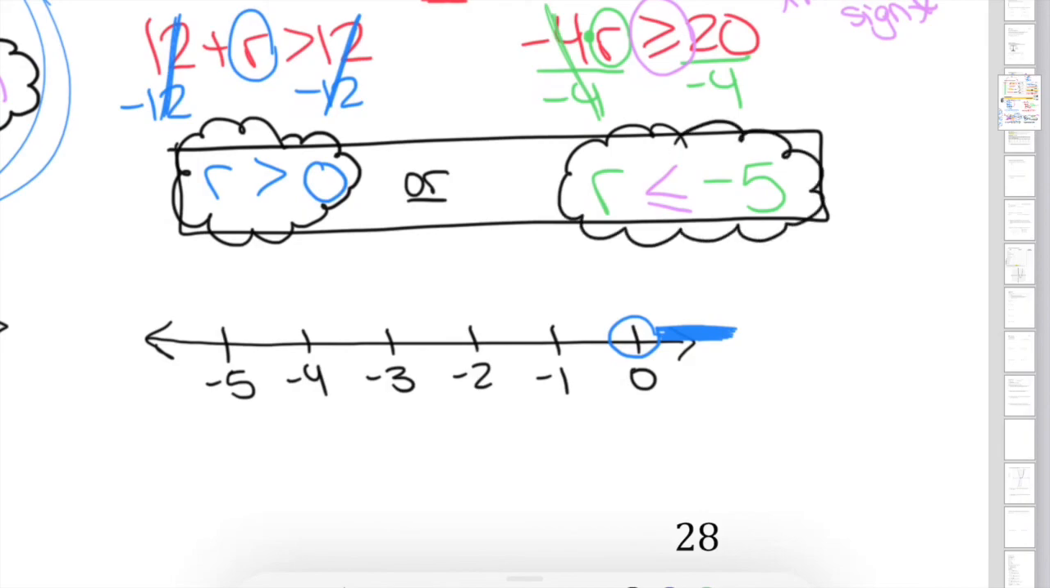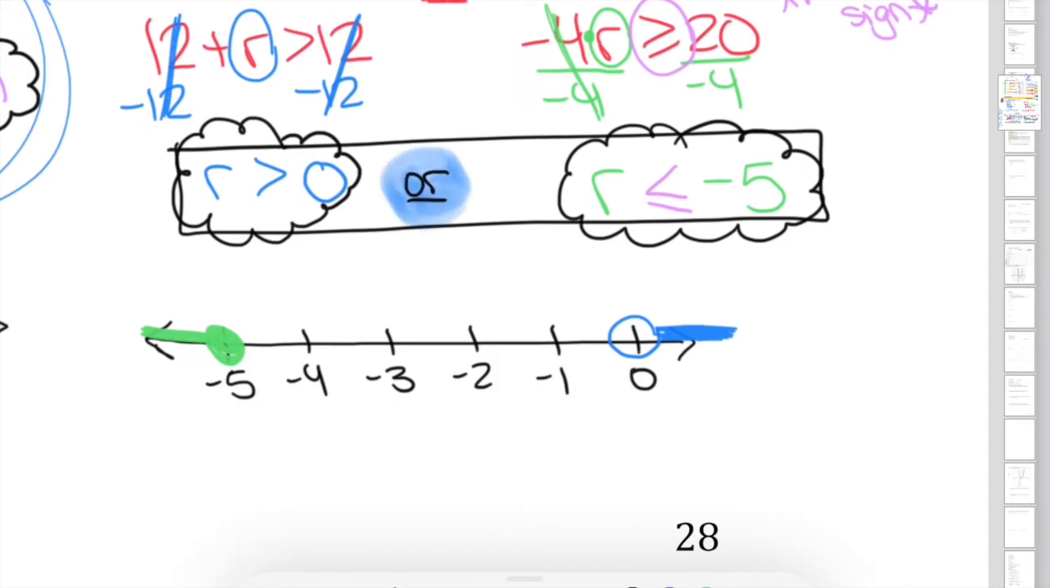Okay, next thing I have to graph is r is less than or equal to negative 5. So that one has the or equal to. So when I ask myself open or closed, that's going to be a closed circle because it's included. And it's a less than or equal to negative 5, which means I shade to the left. Notice if I didn't flip the sign, maybe I forgot, that means I would have my shading wrong too. You don't want that to happen.